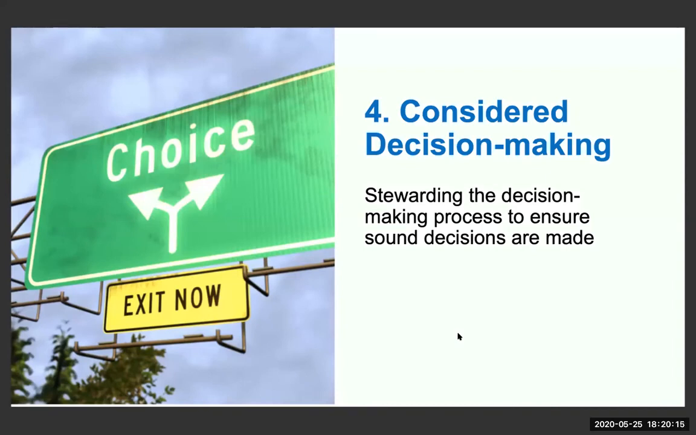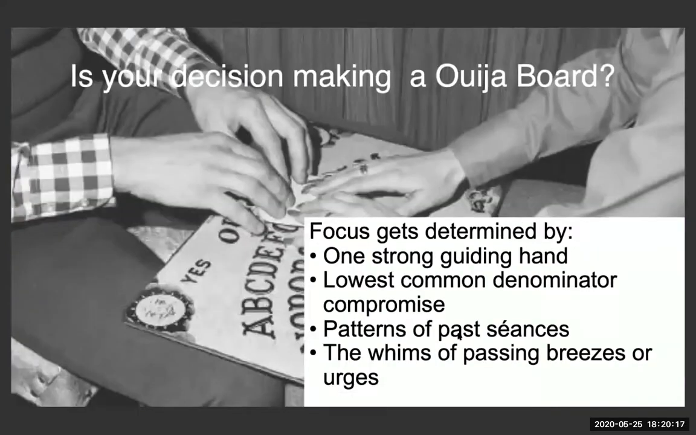So I'm just going to share with you, it's about anti-good meetings really. Is your decision making a Ouija board? Is there one sky strong guiding hand? Is it the lowest common denominator compromise? Do we have patterns of past meetings and decision making happening? And is it the whims of passing breezes or urges? So this is the opposite of what we want.